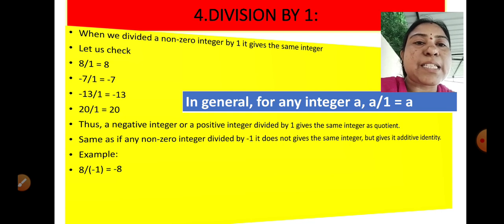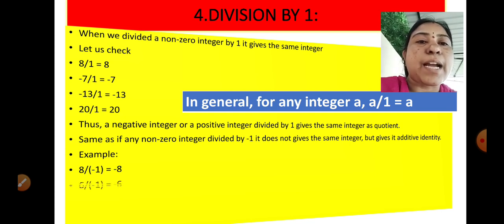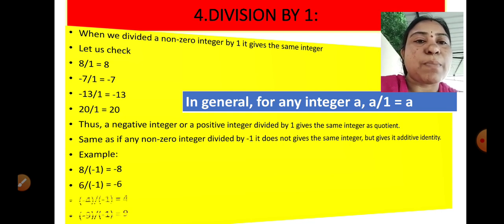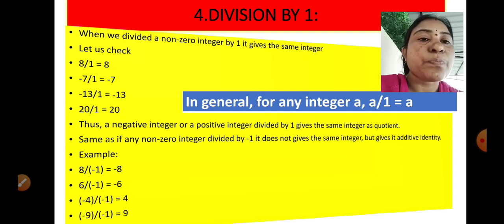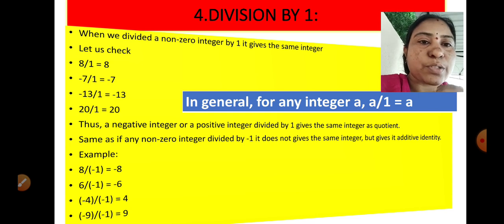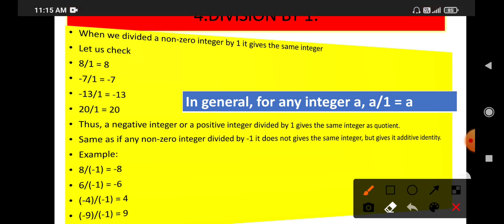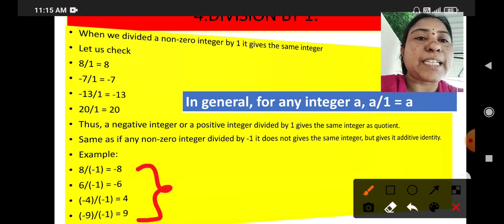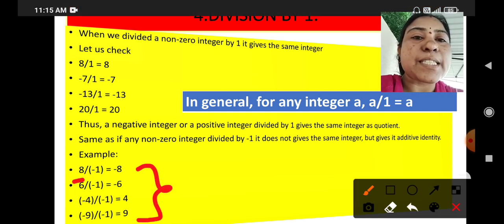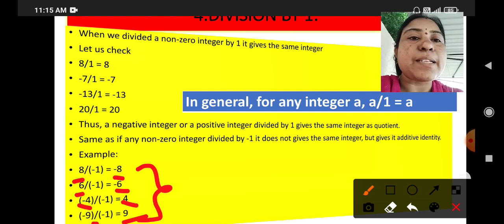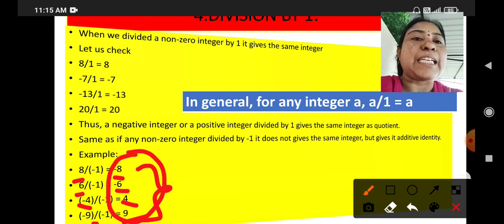8 by minus 1 is equal to minus 8, 6 by minus 1 is equal to minus 6, minus 4 by minus 1 is equal to 4, minus 9 by minus 1 is equal to 9. Means here all these, we are getting the additive identity. Plus 8 minus 8, plus 6 minus 6, minus 4 plus 4, minus 9 plus 9. Means these are all additive identities of the given numbers.